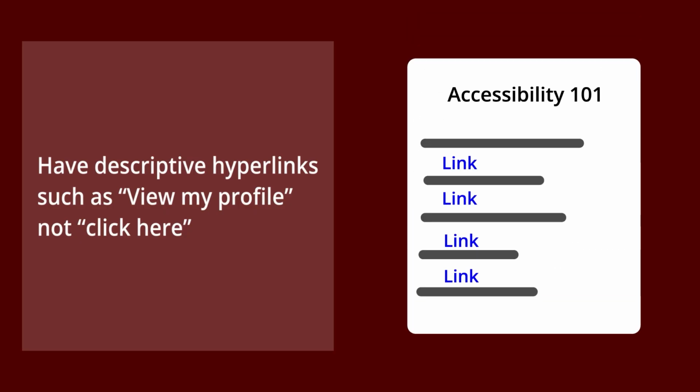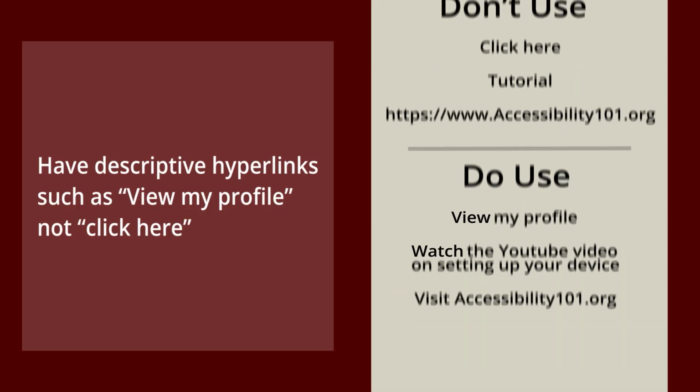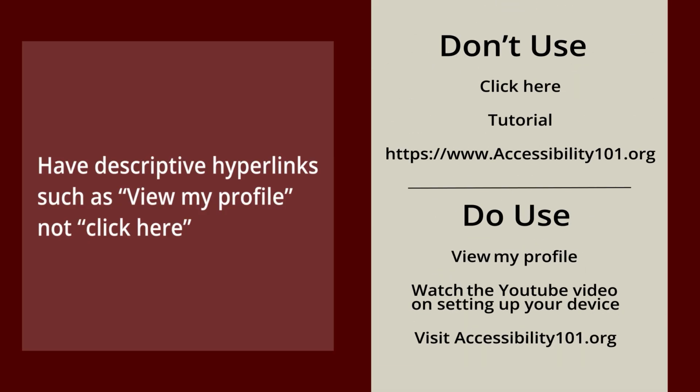Users can navigate, and some tend to navigate, directly from link to link. If the link is part of a sentence, sometimes a screen reader will only read the link, skipping the context. So aim to make your links make sense out of context. To help with that, include a verb in your link. So, view my profile. Watch the YouTube video on setting up your device. If you could only hear the link, would it make sense?